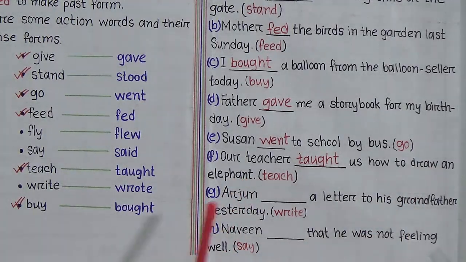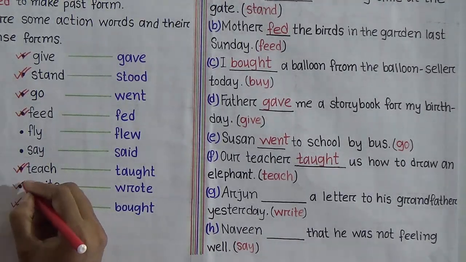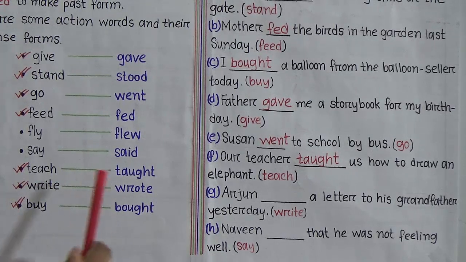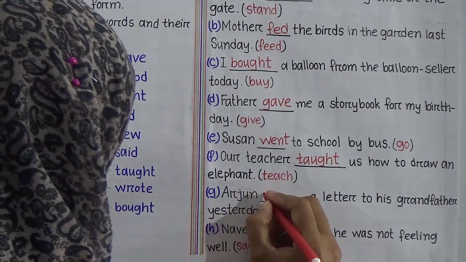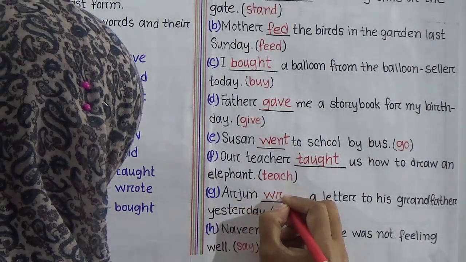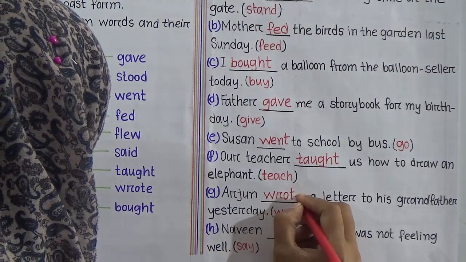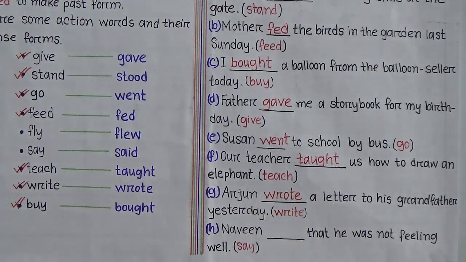Number G, Arjun wrote a letter to his grandfather yesterday. In bracket, write. So, the past form of the word write is wrote. Look at the spelling, W-R-O-T-E, wrote. Arjun wrote a letter to his grandfather yesterday.